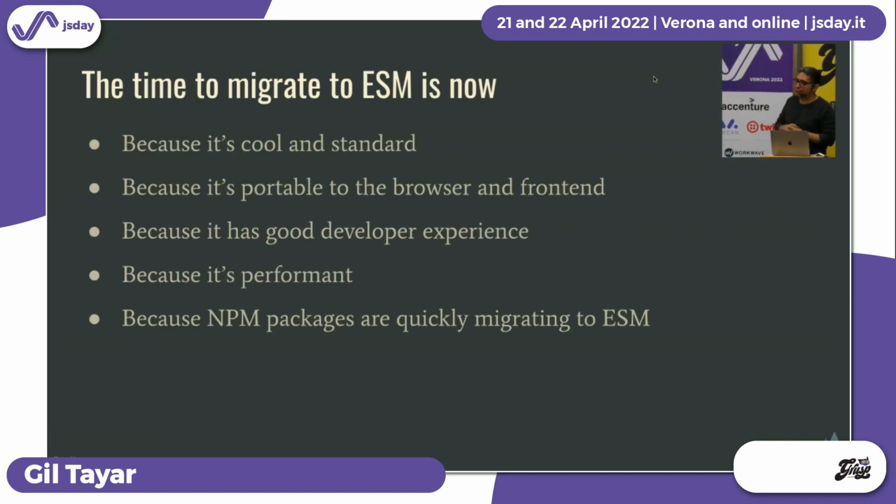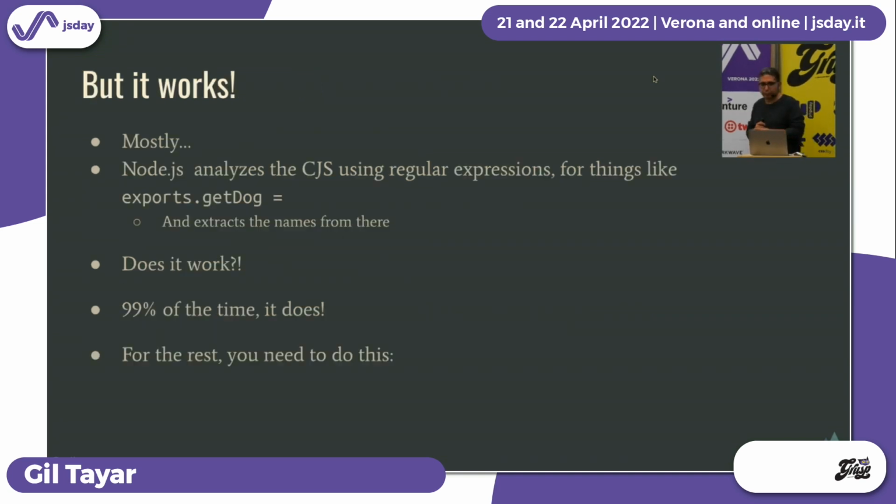So the time to migrate to ESM is now, because it's cool. Cool is nice, but it's standard. It's portable. A lot of people use common code between front end and back end. It works. It has good developer experience, and it's performant, so startup times are faster. And the most important thing: NPM packages are quickly migrating to pure ESM, and that is a problem for CommonJS code, a real problem.